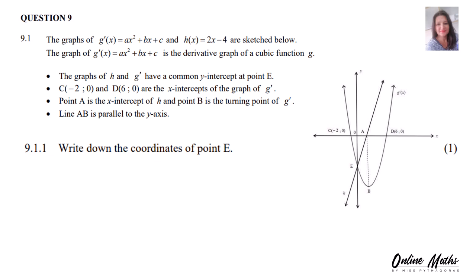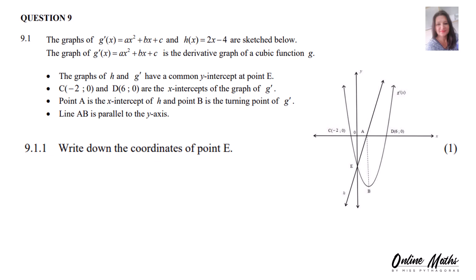Then the first dot there: the graphs of h and the derivative of g have a common y-intercept at point E. C (-2;0) and D (6;0) are the x-intercepts of the graph of g's derivative. Point A is the x-intercept of h, and point B is the turning point of the derivative of g. Line AB is parallel to the y-axis. Write down the coordinates of point E.